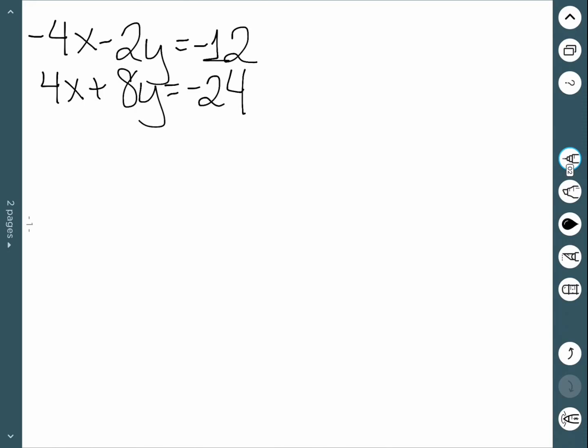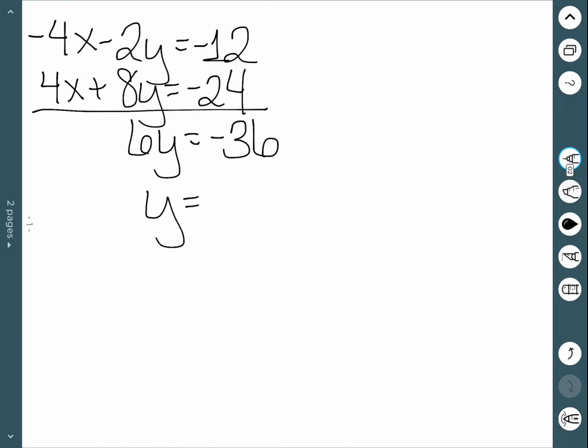Elimination method is also sometimes known as the addition method, because essentially what I'm going to do is add these two equations together. When I add them, negative 4x plus 4x is 0, negative 2y plus 8y is 6y, and negative 12 minus 24 is negative 36. And you can see immediately that we actually got rid of x, and this is why it's called elimination method. I actually eliminated the variable x. Dividing then by 6 would give me that y is negative 6.